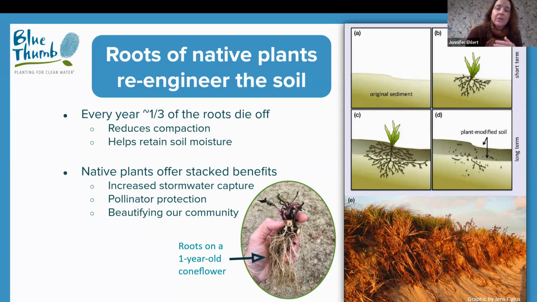We like to consider the stacked environmental benefits of native plants. Not only are they helpful in rain gardens in helping to infiltrate additional runoff into the soil, but they're also providing habitat for pollinators. They're beautifying our community. They're adding organic matter into the soil. So you really get these stacked benefits from this particular change from turf grass to a native planting, for example.